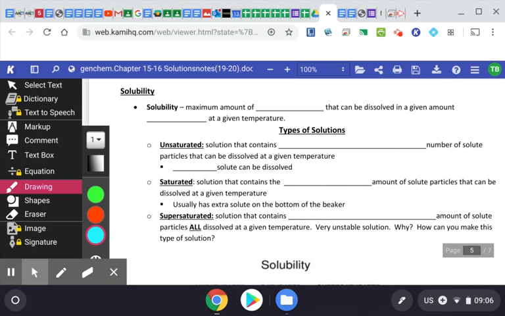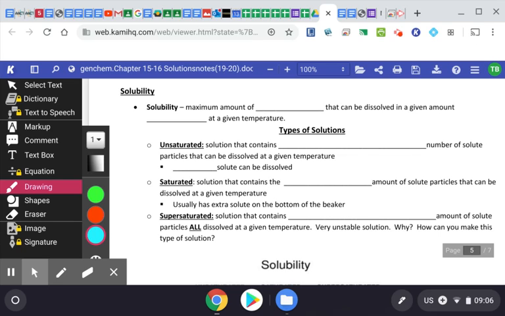Okay, now we're going to look at the solubility notes. This is the end of chapter 15-16. We do a couple of different things with solubility. We have these notes and we have the practice solubility worksheet that I will be doing with you guys as well. All right, so getting started on the solubility notes.